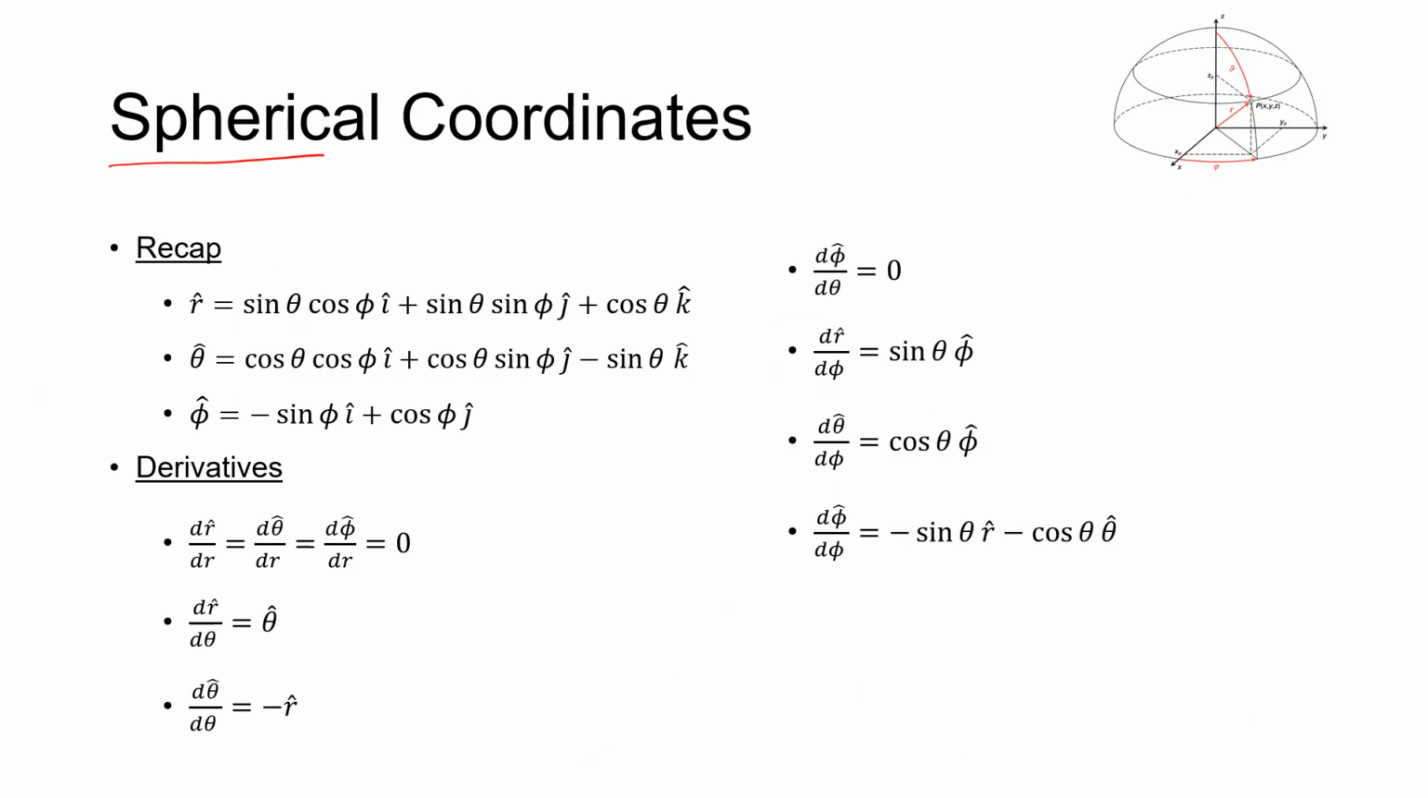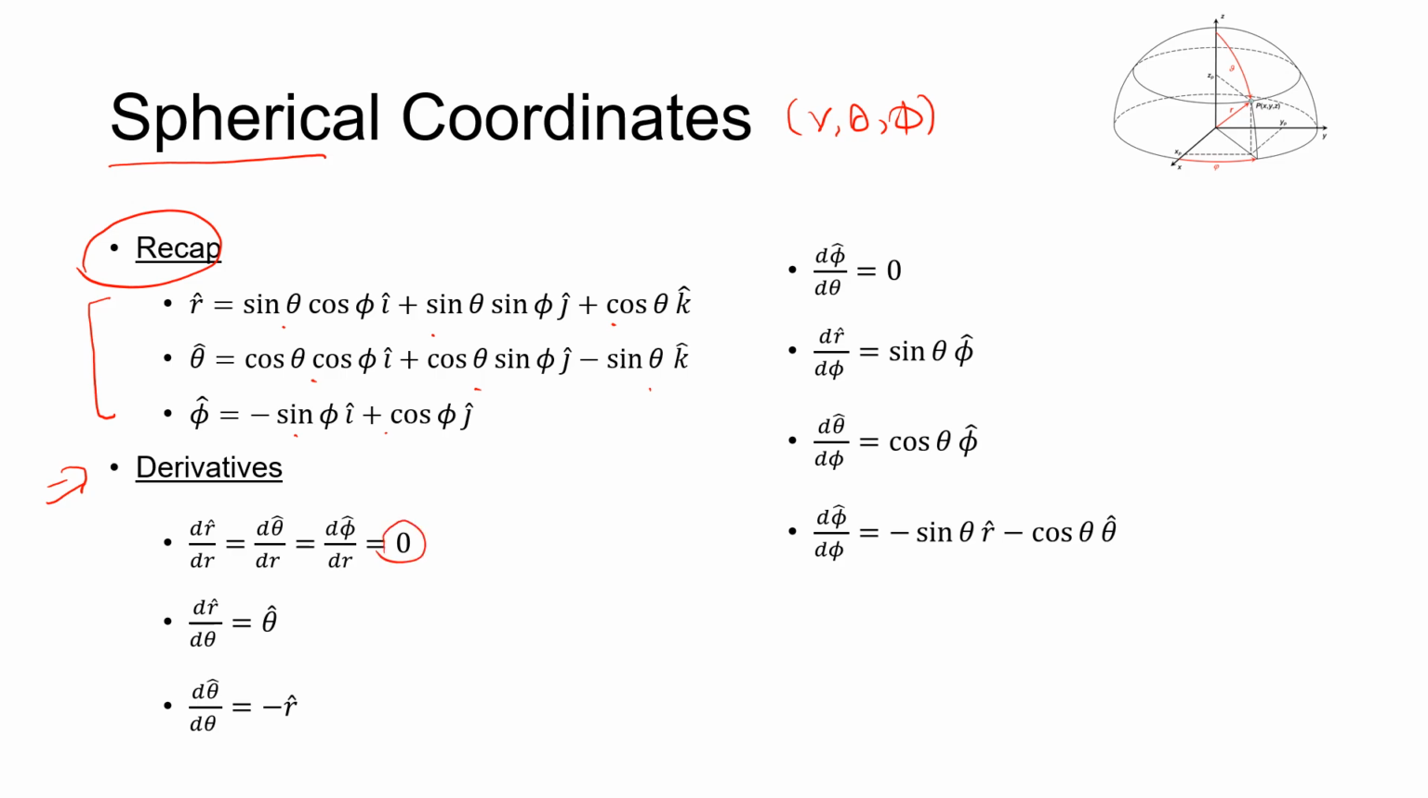Now we are with the spherical coordinates r, theta, and phi, and we have a recap again of the relation between r, theta, phi, and i, j, k, which can help us find the derivative. If we look carefully, we don't have any dependency on r, so if we differentiate any of r, theta, phi with respect to r, we will always get a 0.